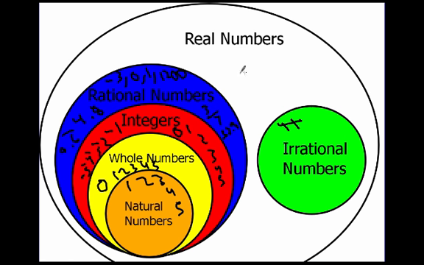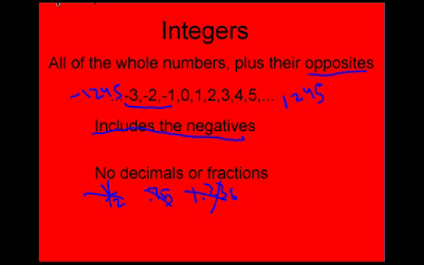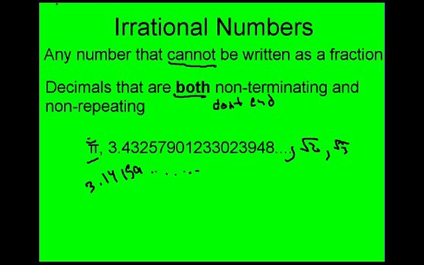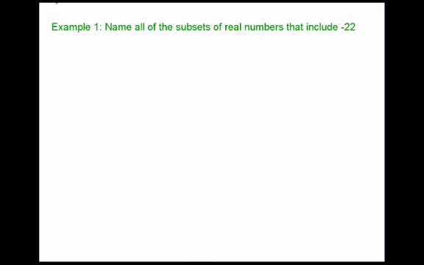So if you haven't already, I want you to go ahead, pause the video, and copy down this whole graphic organizer so that you have it in your notes. All right, now that you've paused it and written that down, let's look at some examples. So, here's a question. Please pause the video, write down this question before we go through it. All right, so we're going to say name all, and that's key, all of the subsets of real numbers that include -22. All right, so let's go back and let's look at this.